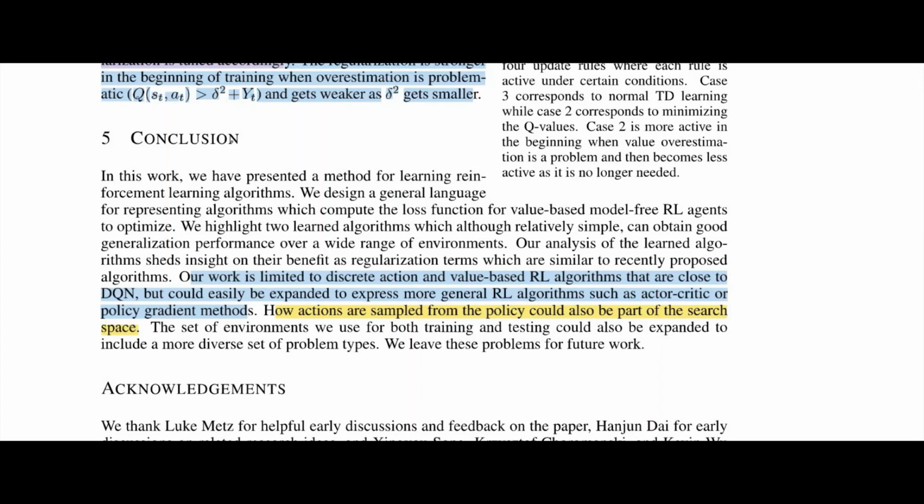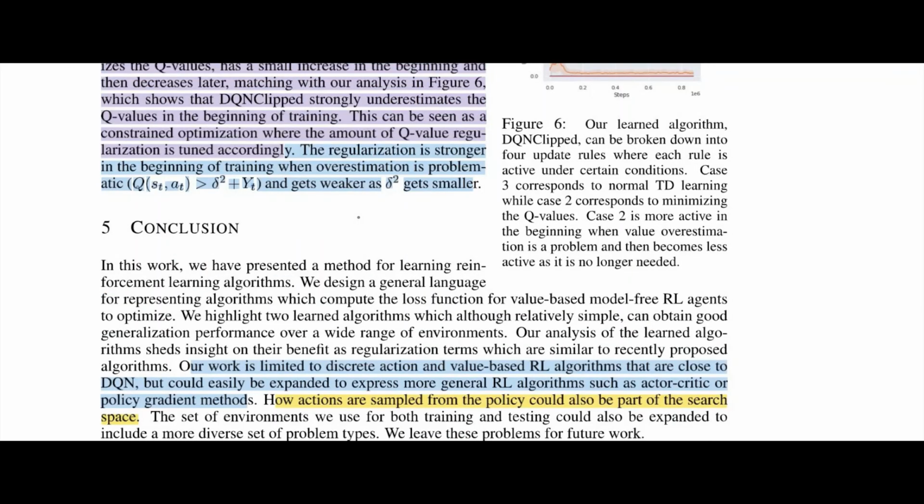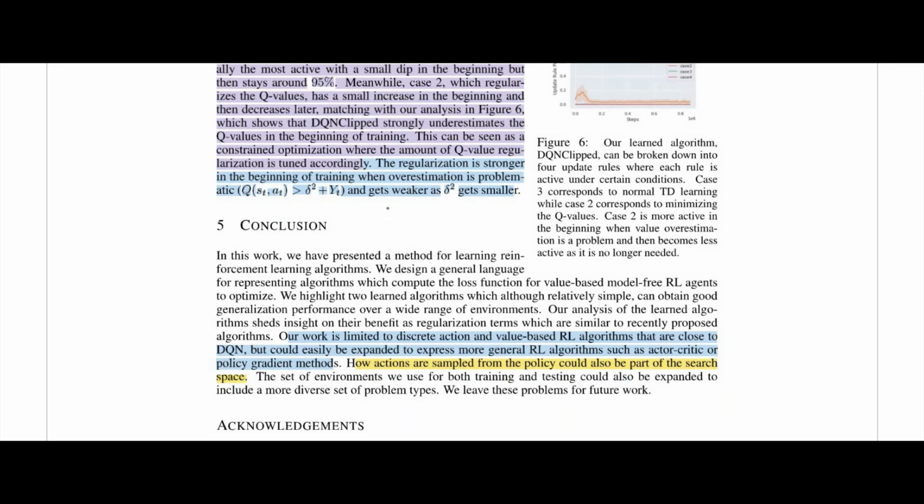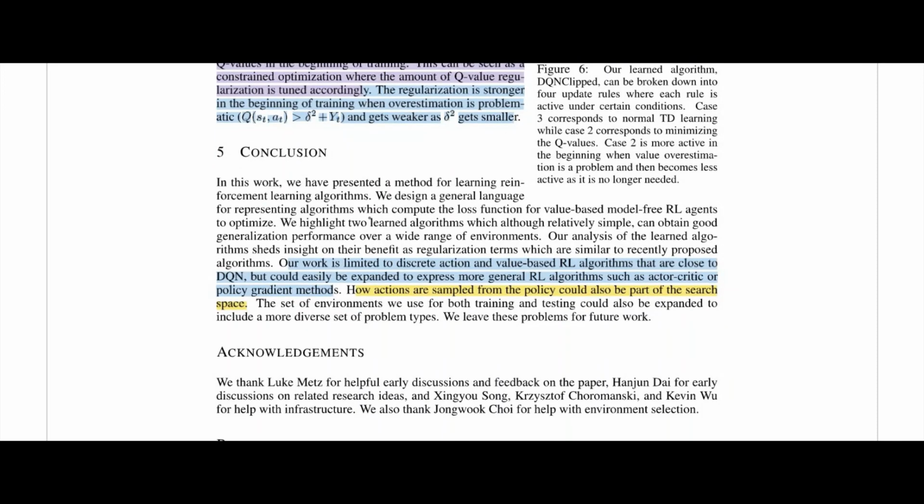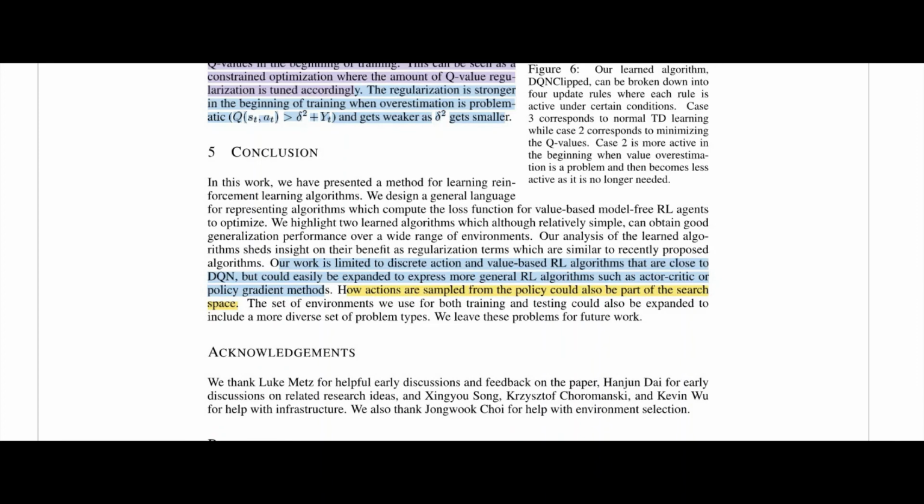That might lead to a more optimized search, and it might allow them to expand their search space even more to more general RL algorithms like actor critic or policy gradient. But overall it was a pretty interesting work. They are proposing an algorithm which basically does the work of RL researchers by themselves. It was pretty amazing, and the fact that it was able to learn the DQN loss by itself or enhance DQN was pretty awesome.